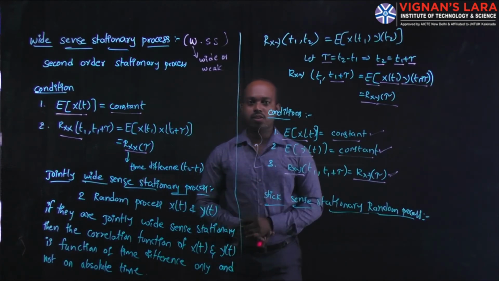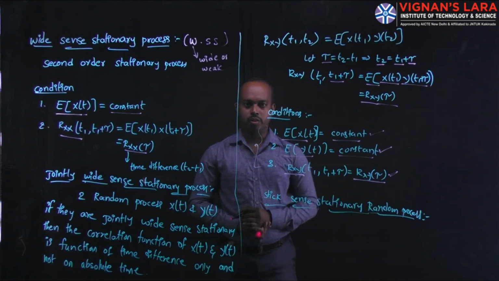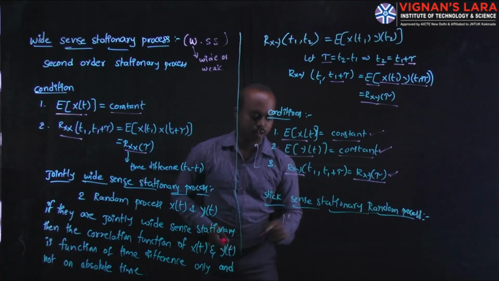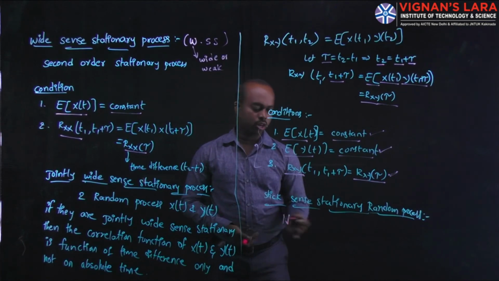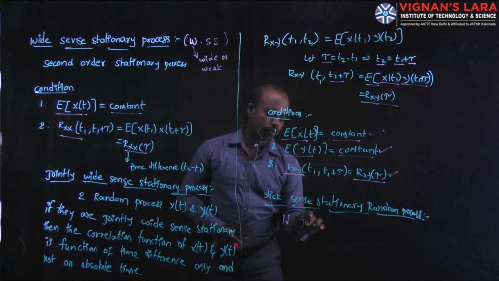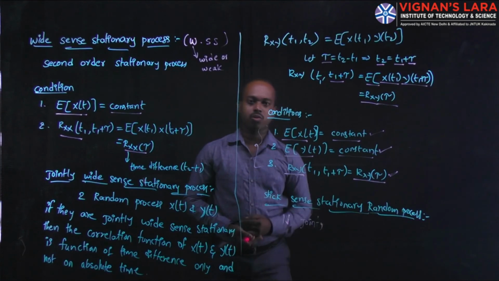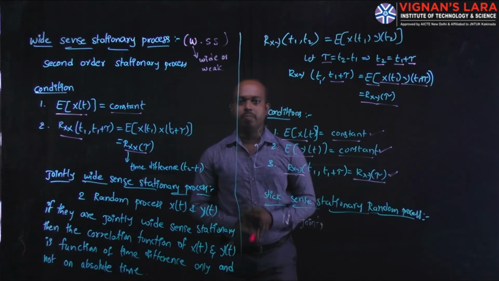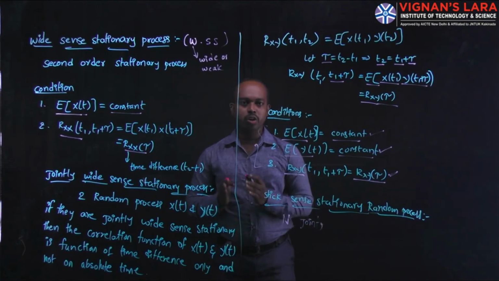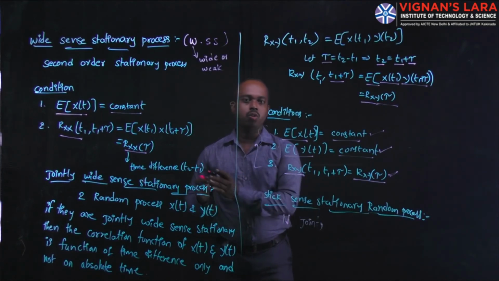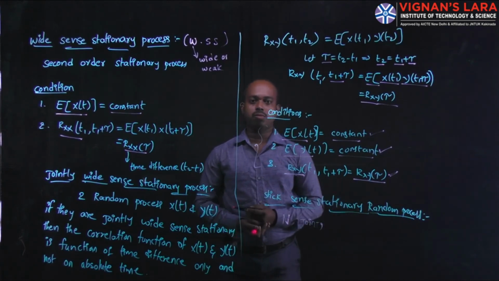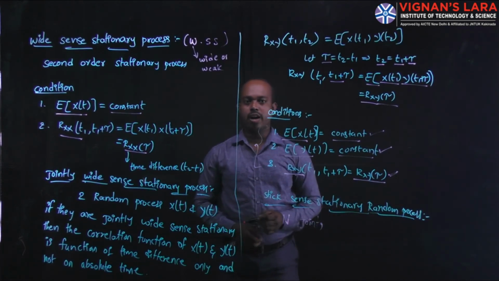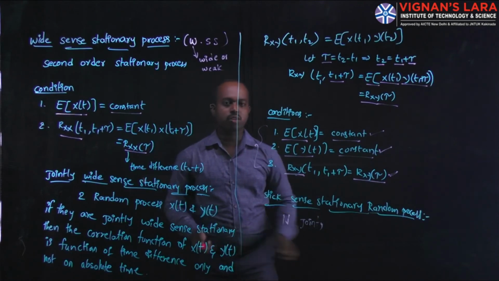The strict sense stationary random process is defined by considering the nth order joint density function. If the nth order joint density function does not change with time, it is called a strict sense stationary random process. The remaining things we will discuss in the next class.